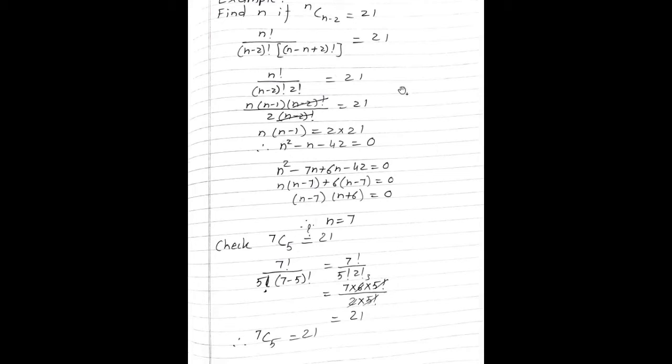So we will check whether 7C5 is equal to 21, whether this equation is correct or not. So 7! upon 5! into (7-5)! is equal to 7! upon 5! into 2!. So 7! can be written as 7 into 6 into 5! upon 2 into 5!. So 5! we can directly cancel. 2 ones are 2, 3 twos are 6, so 7 threes are 21. So we are getting the answer 7C5 is equal to 21. So our answer of n is equal to 7 is the correct answer.